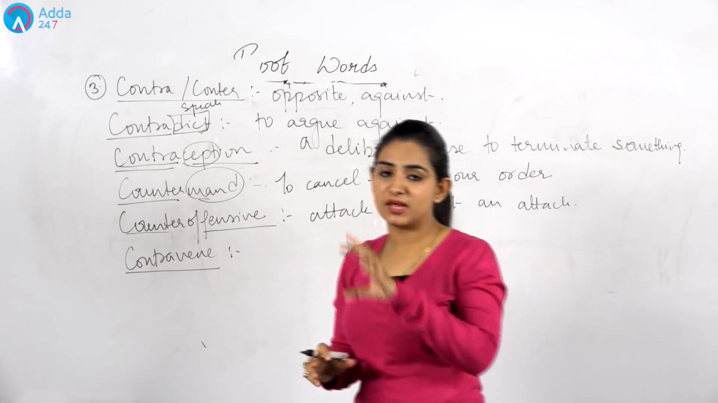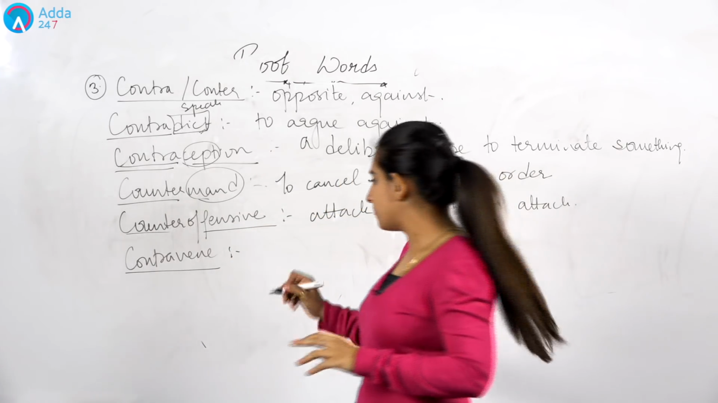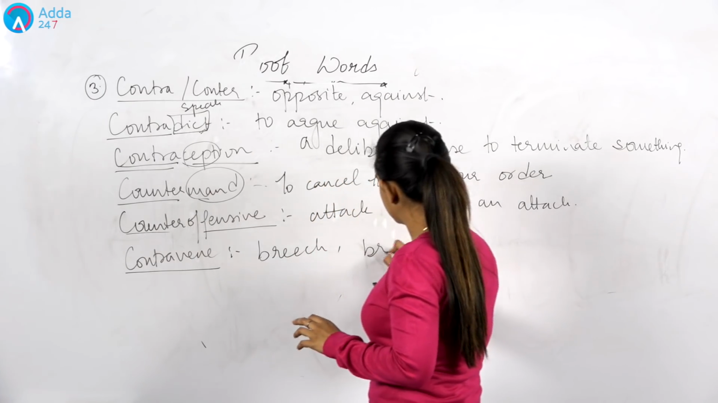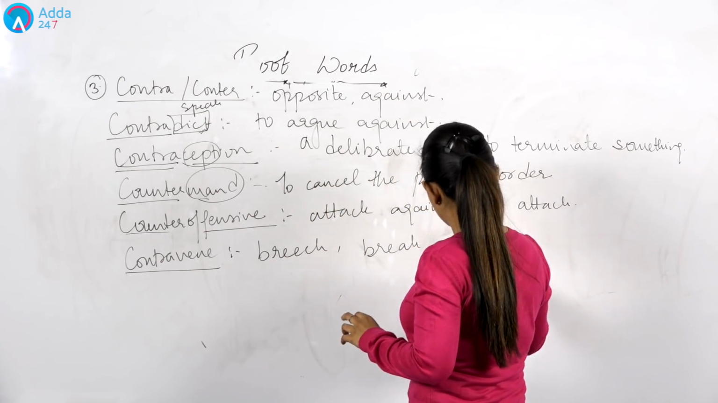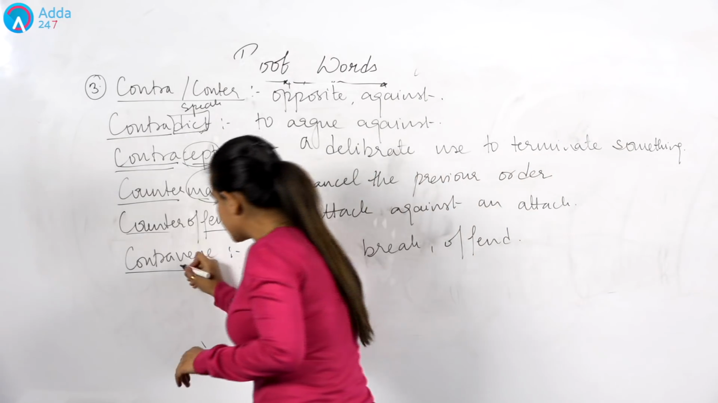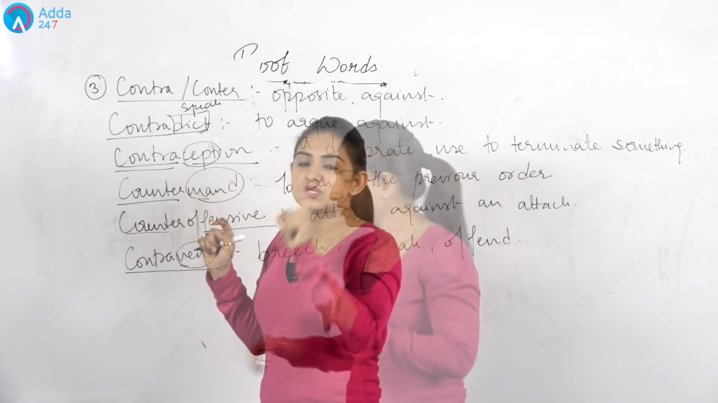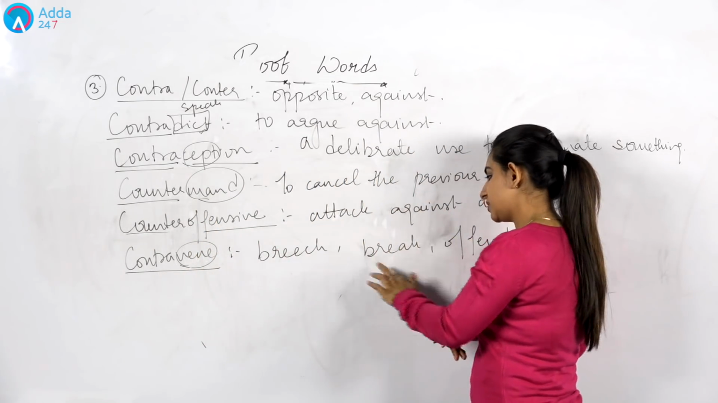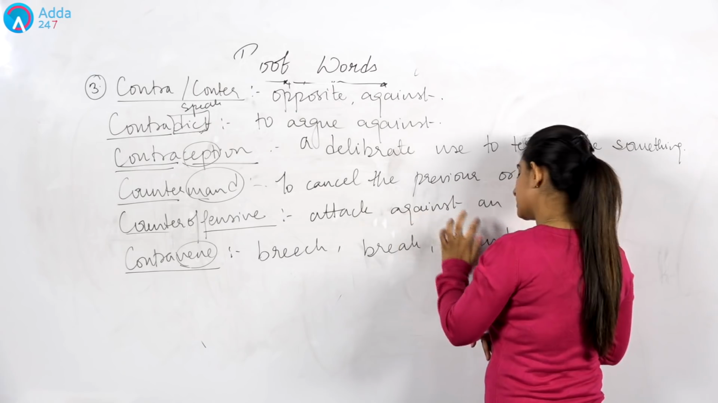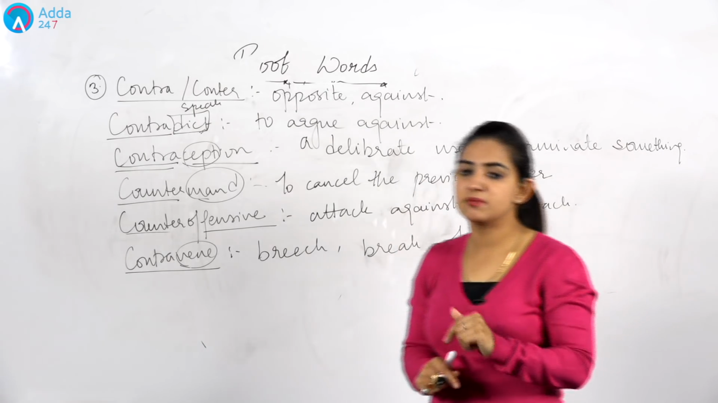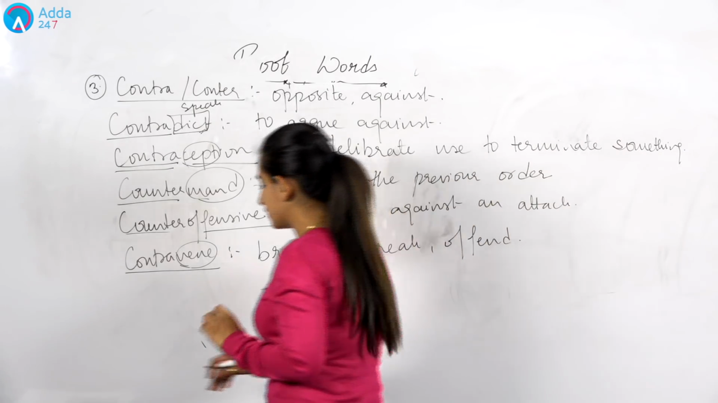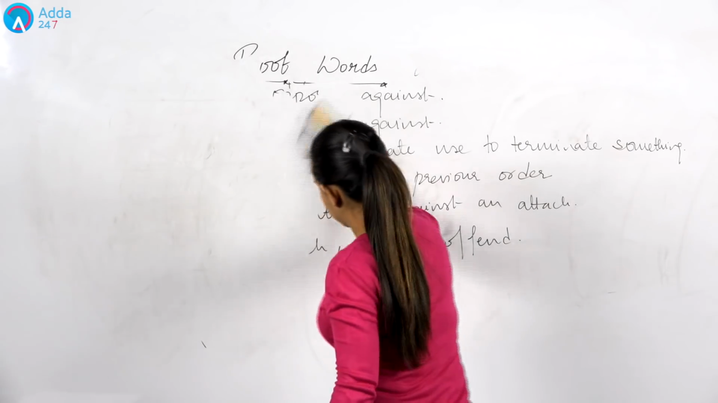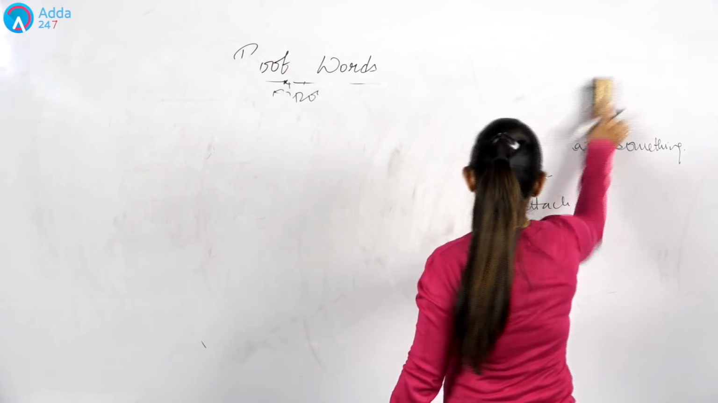Next we have contravene. Contravene means when you break something in between. So breach, break, offend is what you can use. Why? Because vene means in between, okay? So vene means in between and contra means opposition. So if you are doing something in between, you're breaching the contract, you're breaking the contract, you're offending somebody, that is what we mean by contravene. So I suppose you have understood the meaning of contra, circum and con, col or com.